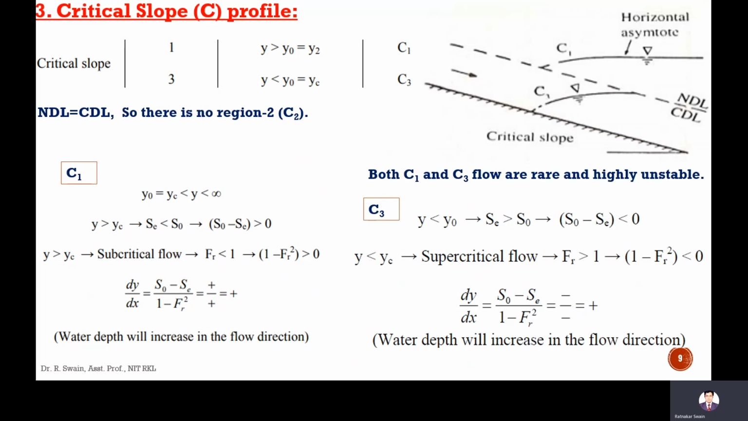Next is the critical slope profile. Critical slope profile means the NDL is coinciding with this CDL, meaning YC is equal to y naught.